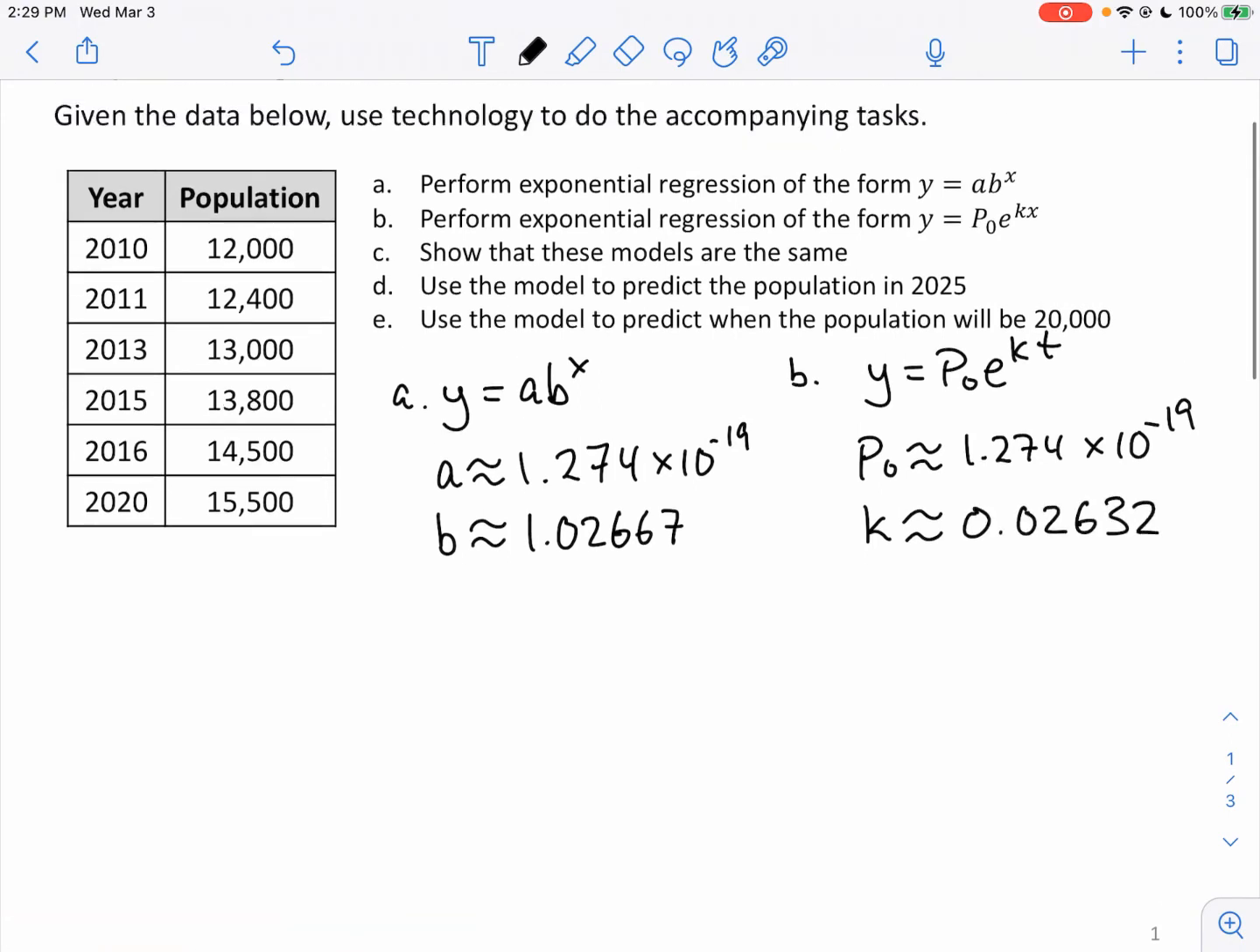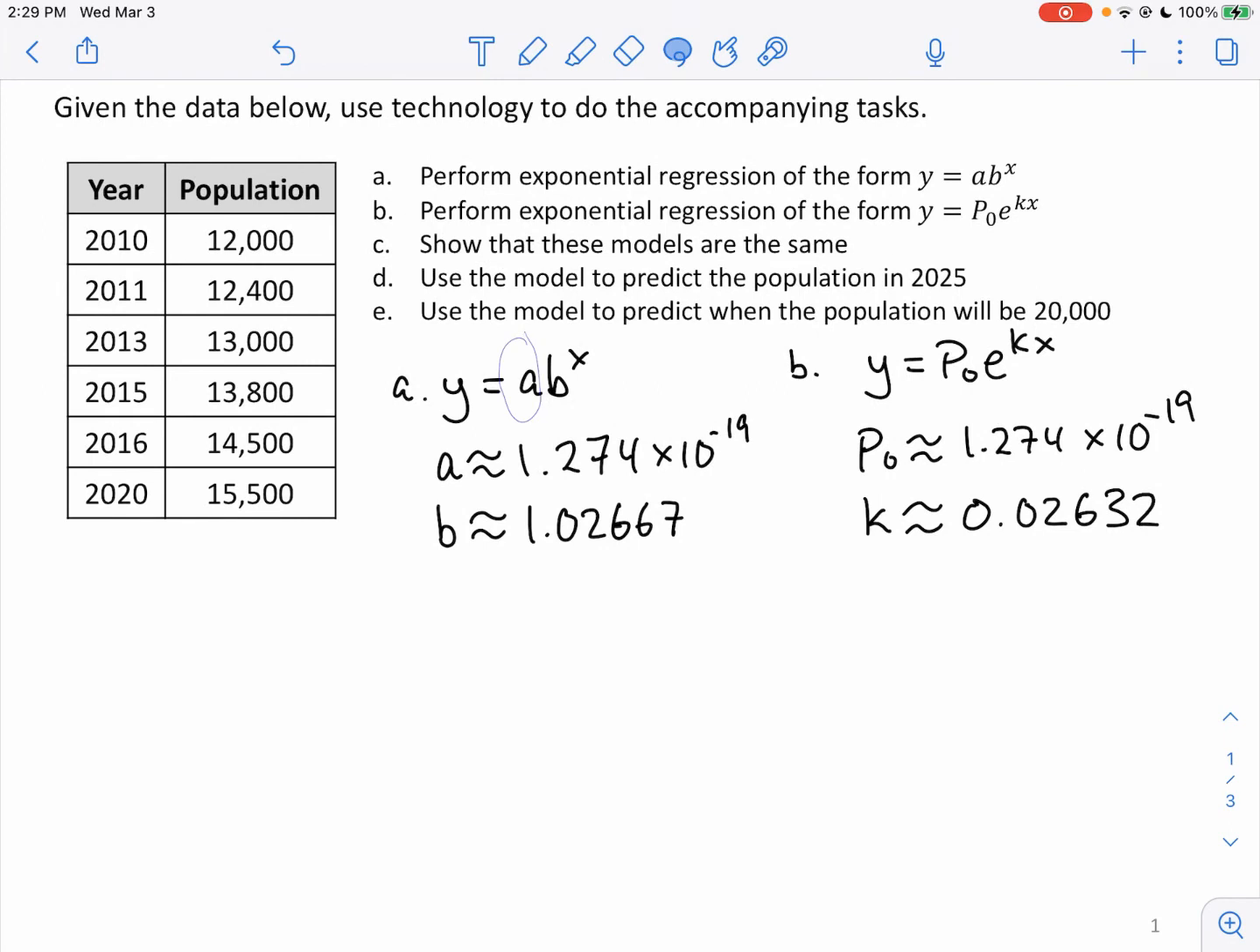0.026. Okay, now these two models, the only difference really between the two models is the exponential part. And this is b to the x, this one's e to the kx. I should have put an x there, not a t. The role of the coefficient a is the same role as this coefficient p naught. So it's not surprising that we get the exact same number here. Now the b and the k are different, but part c of this is to show that these two models are in fact the same.